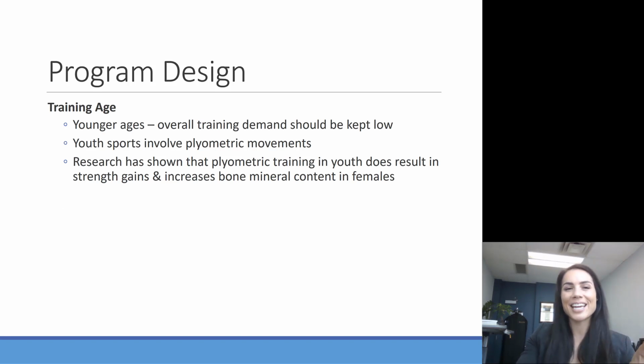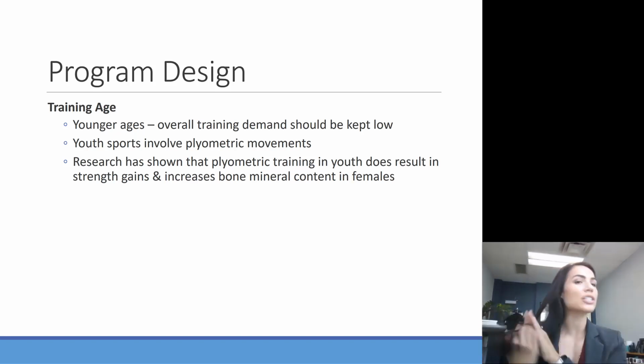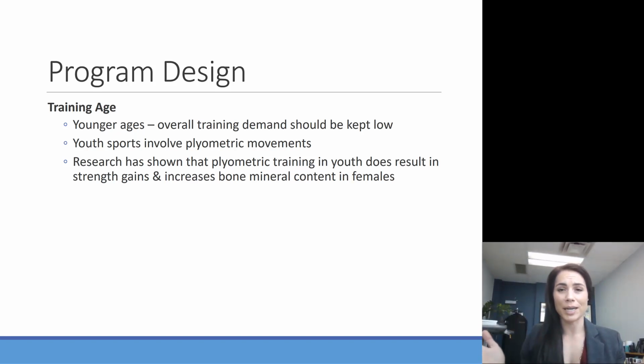Other things we need to look through is age. Younger ages should be doing plyometric training. If you think about kids and their movement patterns, especially young kids, they do plyometric training by nature, right? They're jumping around and moving quickly and they're very agile. So kids and youth are athletes in their natural movements. Plyometric training can be really helpful for youth sports, but we want to make sure that we're doing it in a way that's safe.